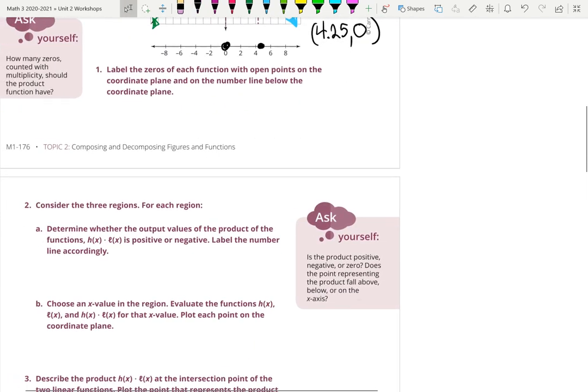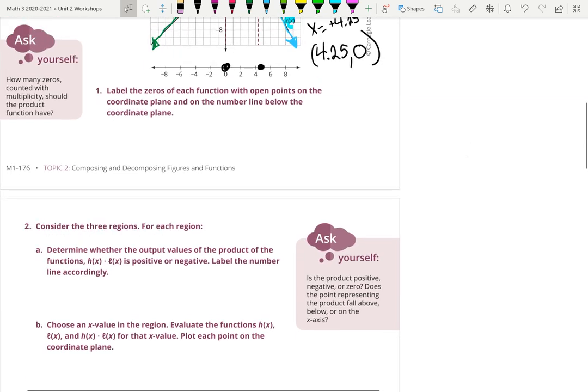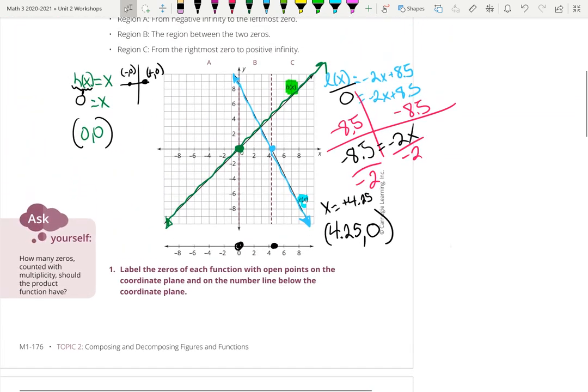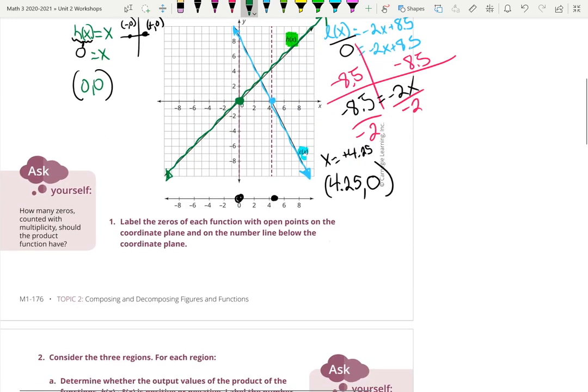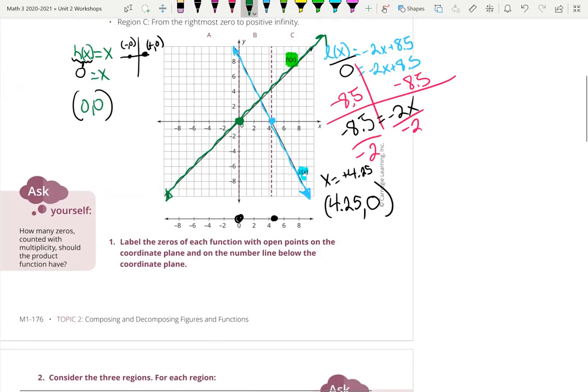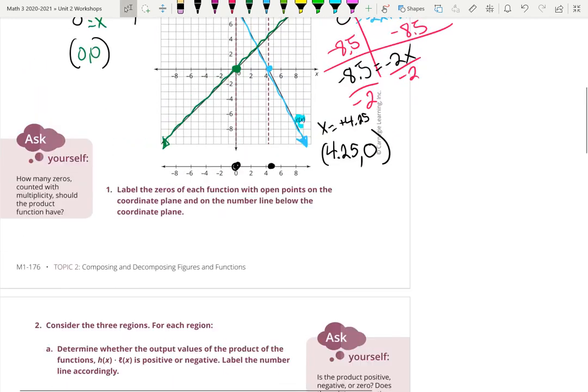Number 2. It says consider the three regions and whether the output values of the product h of x times L of x are positive or negative. Label the number line accordingly. All right. So remember my colors. All right, so the three regions, the first is A.